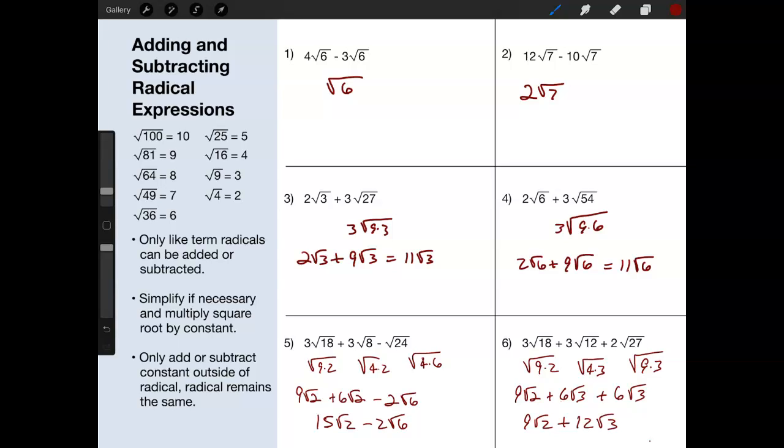So, when adding or subtracting radical expressions, it is important to remember a few things. You can only add or subtract like terms, meaning the number under the radical must be the same. Simplify if necessary, and multiply your perfect root by whatever number is outside the radical sign. Finally, only add or subtract the constant or number outside the radical sign. The number under the radical sign remains the same.